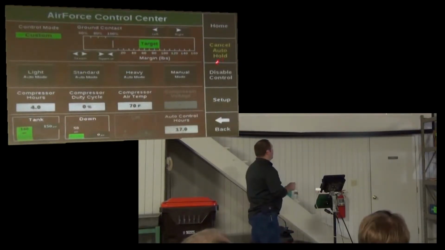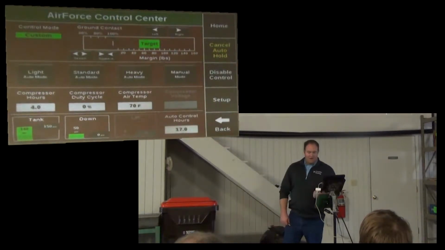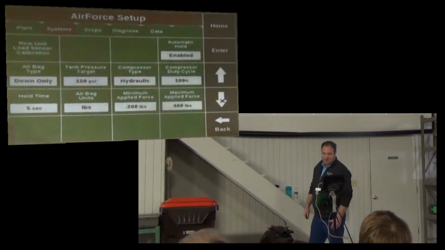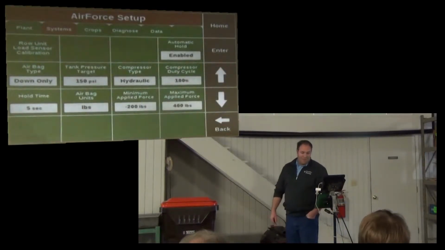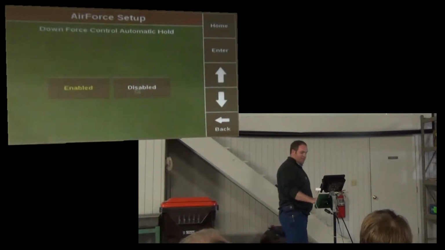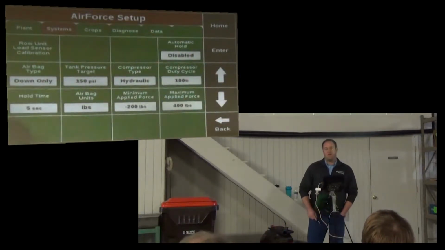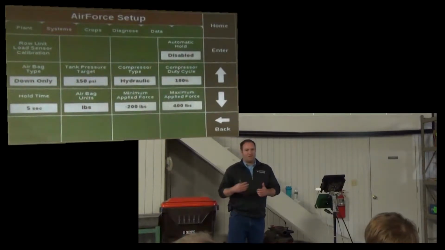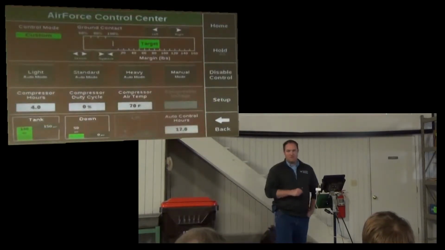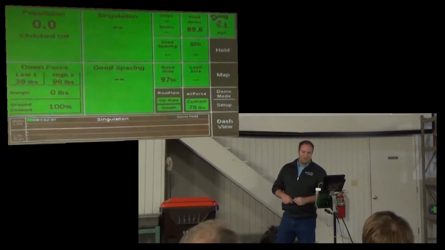There's a hold button over here. Right now it says cancel auto hold. If you touch setup on the right side, there's some Air Force setup in here. There's an automatic hold button up here. I would disable that personally because what will happen if one row doesn't plant or clutches fire, it stops adjusting your airbags. And you don't do anything, it stops adjusting for a time. So I would disable that on this control page or on the home screen.